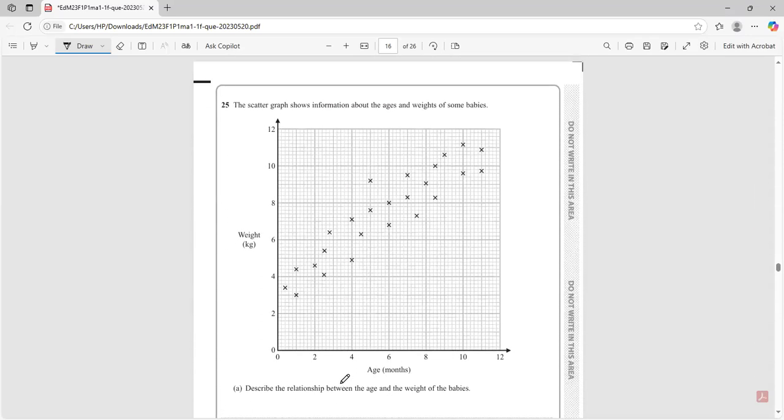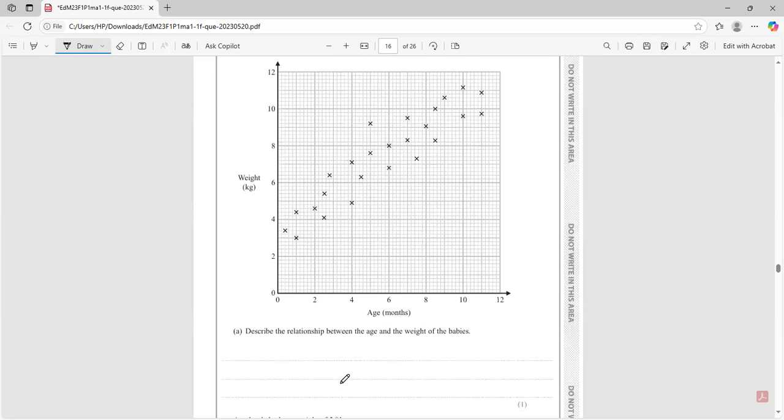All right. So it says the scatter graph shows information about the ages and weights of some babies. Okay, it's a scatter graph, obviously. So that means if we want to draw a line for this graph, it's going to be called a line of best fit. Okay, but I'm not sure they're asking us to do that. Thank God. It says describe the relationship between age and the weight of the babies.